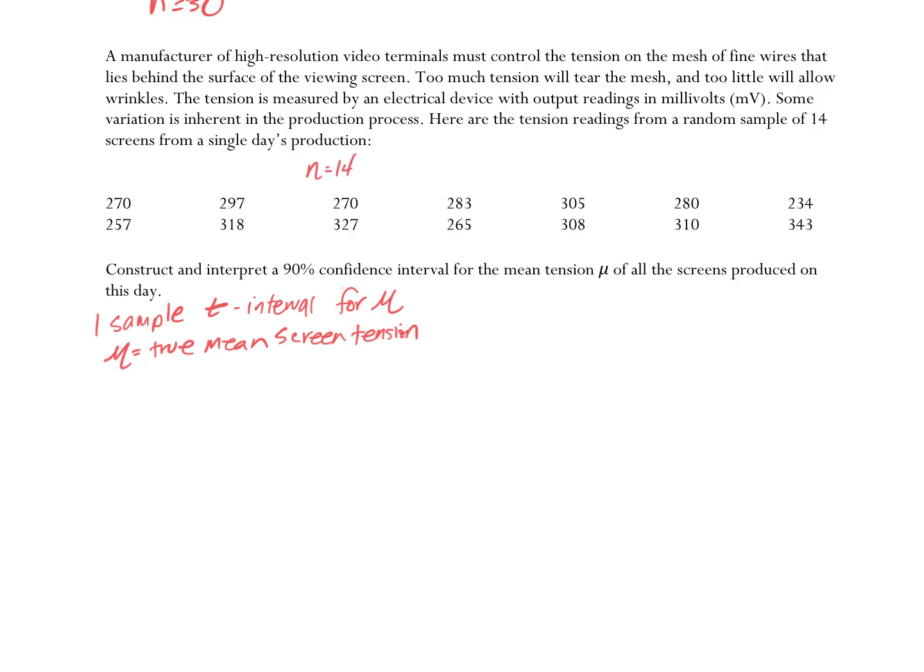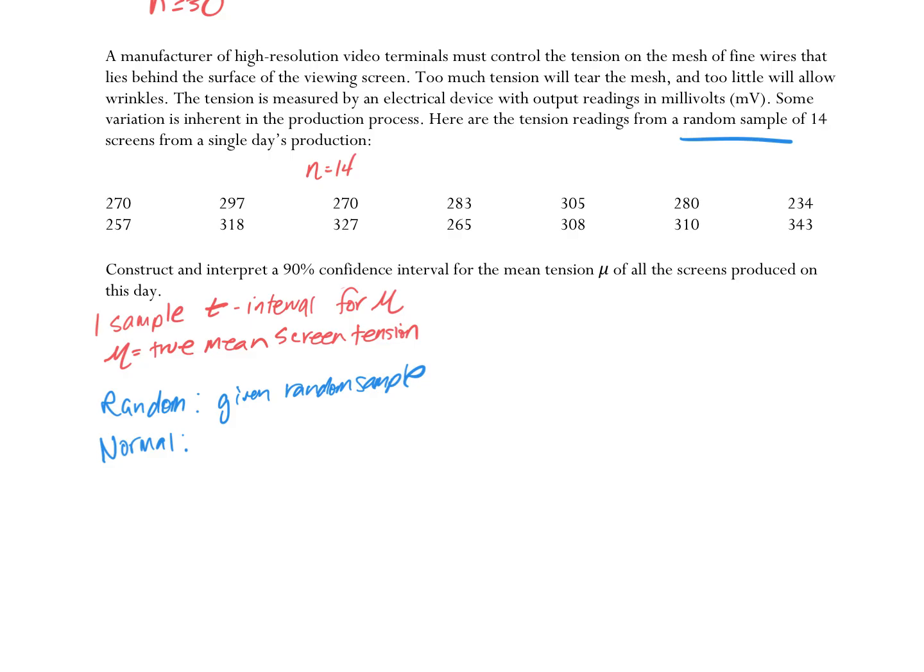All right, next thing we're going to do is check our conditions. What's the first condition we need to check? Random. And is this a random sample? I just counted them. There's 14 of them, so can we use the sample size to call these normal?